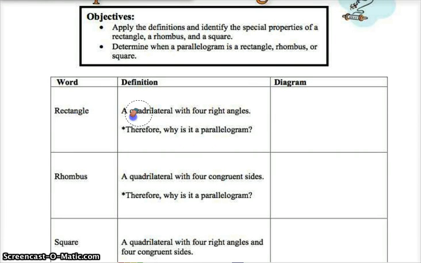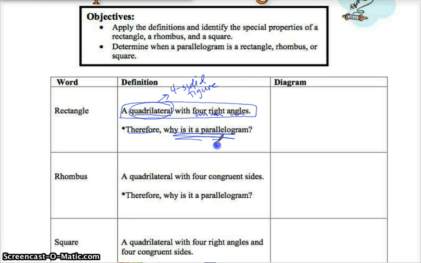So a rectangle, our first one here, well, if you look at the definition, it just says basically it's a quadrilateral with four right angles. Okay, quadrilateral, let's think about that for a second. That's just a very general term for a four-sided figure or four-sided polygon. So why then do I know that it's a parallelogram? That's my next question to you: how do we know it's a parallelogram if it just says simply four-sided figure? Well, let's draw the diagram really quickly.